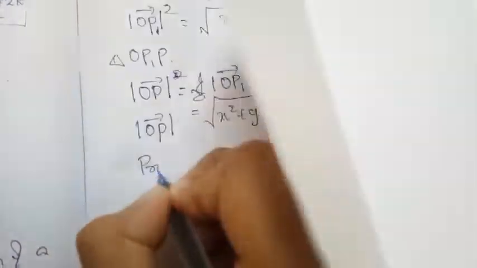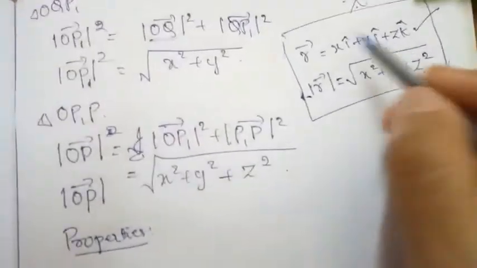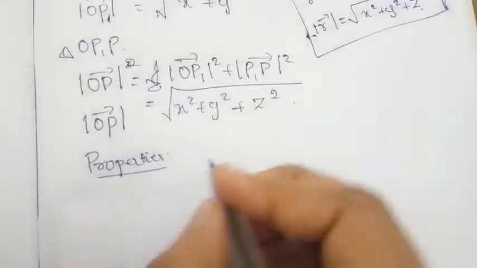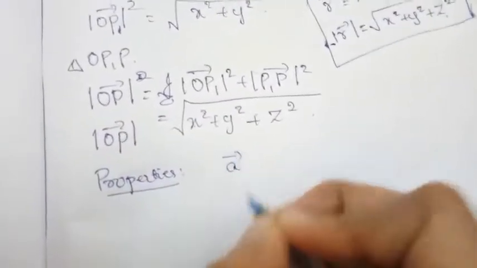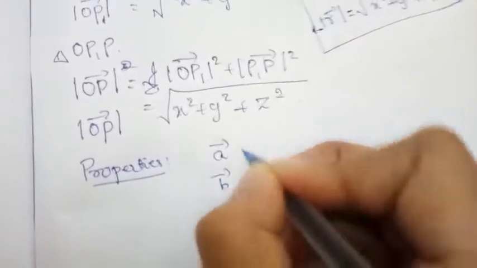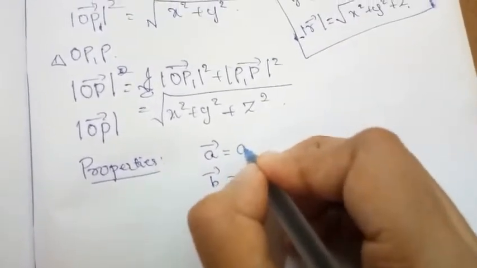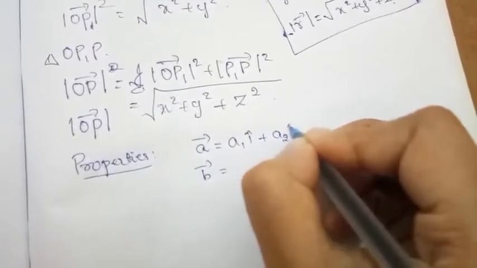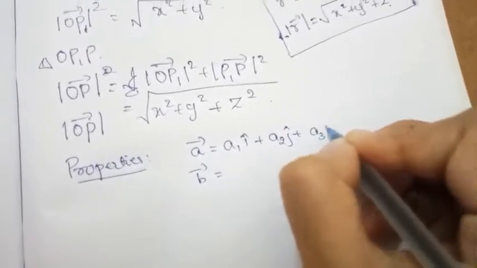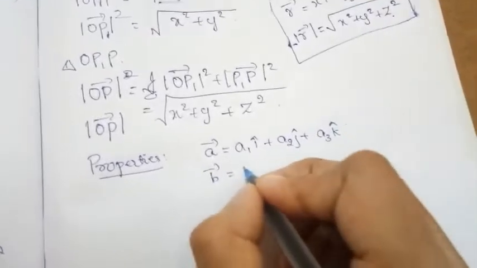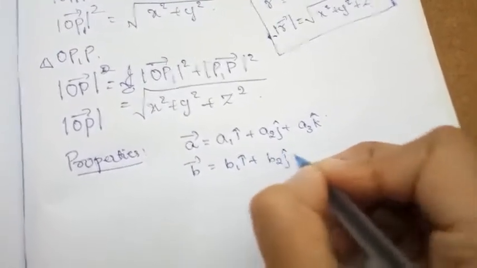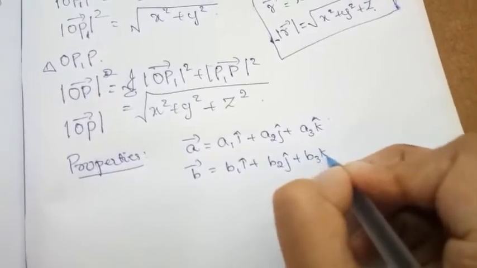So now let us go with some of the properties based upon this component form of a vector. What are some of the properties? Suppose they have given vector A and vector B in the component form, like vector A is given as a1 i cap plus a2 j cap plus a3 k cap, and vector B is given as b1 i cap plus b2 j cap plus b3 k cap.